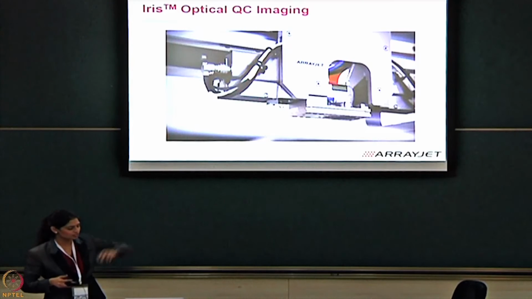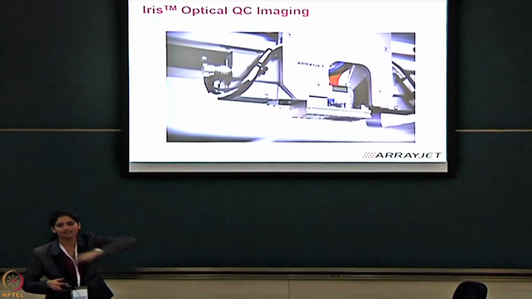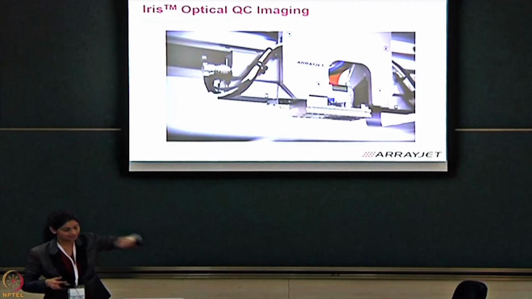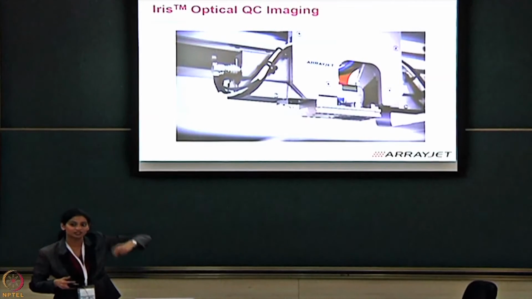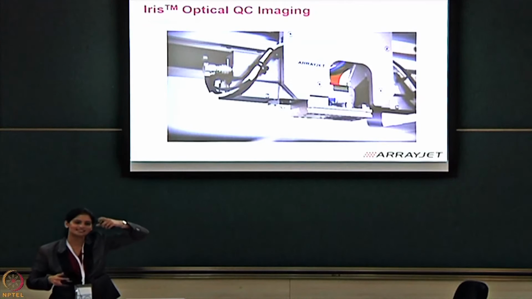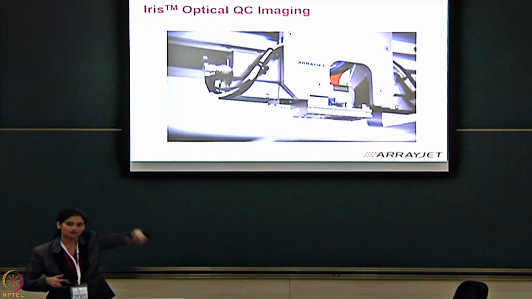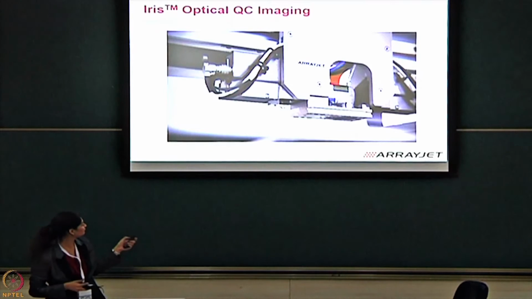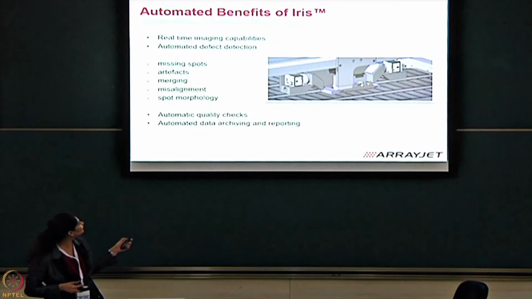So when it moves, the camera flashes on the slide and it takes a printer. It captures an image in real time of every spot that gets printed, every section of spots. So that's 12. That's 32 in a row. It will take pictures of all 12 at a time. So it's a real-time imaging capability.